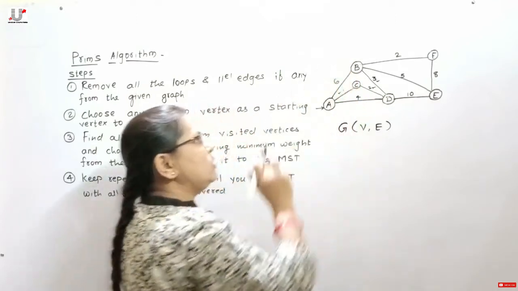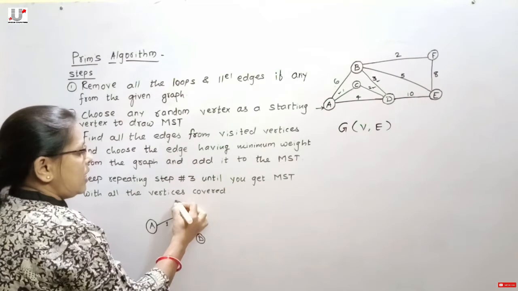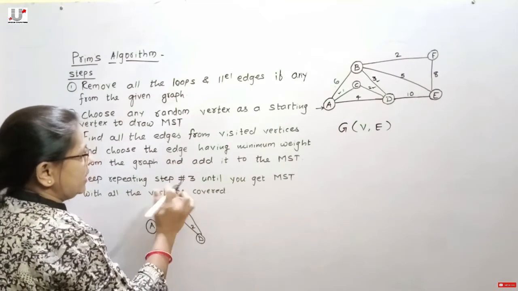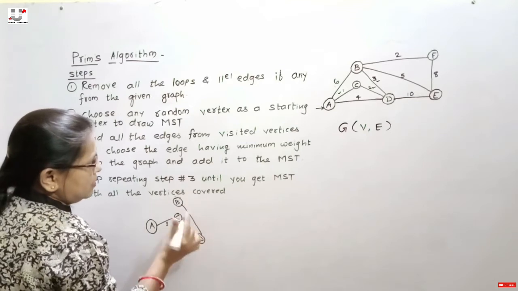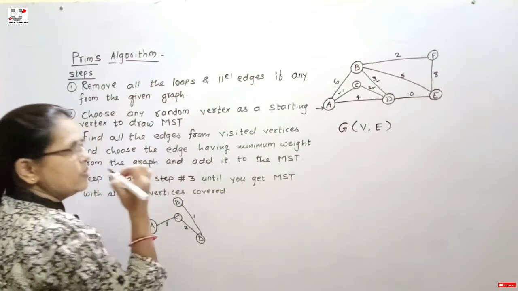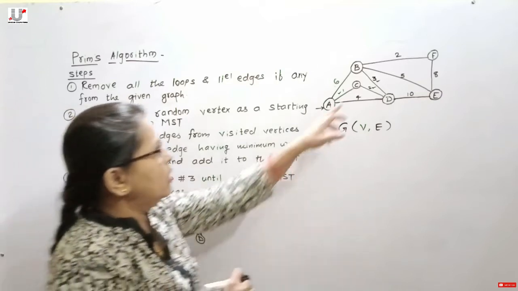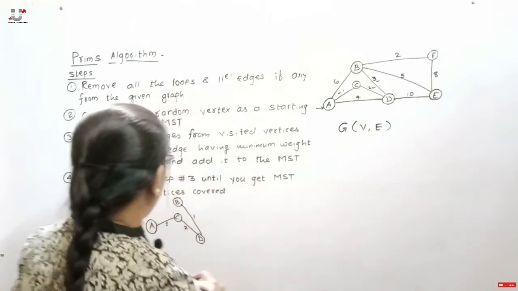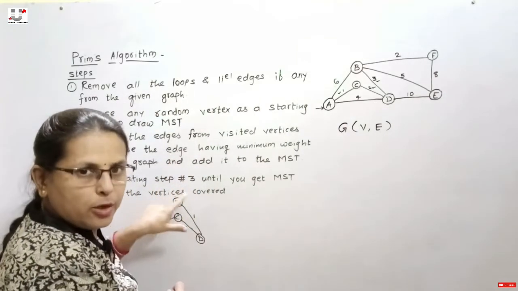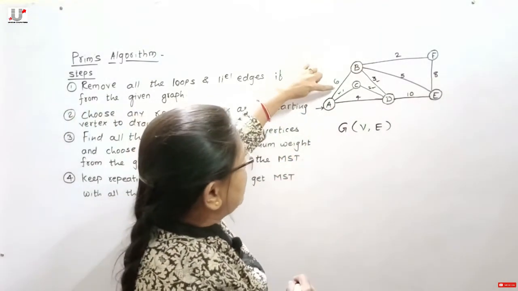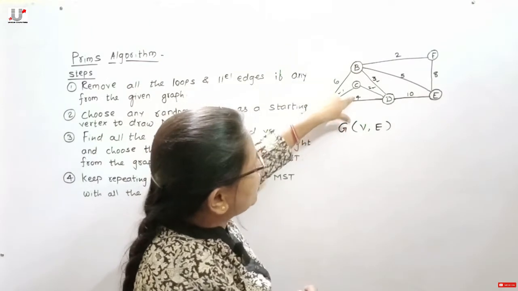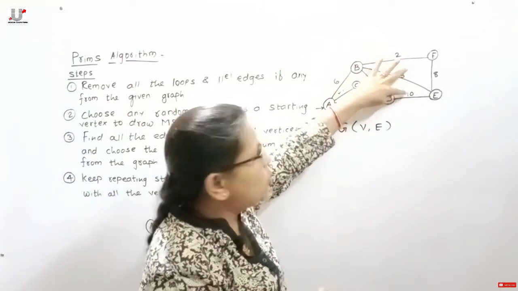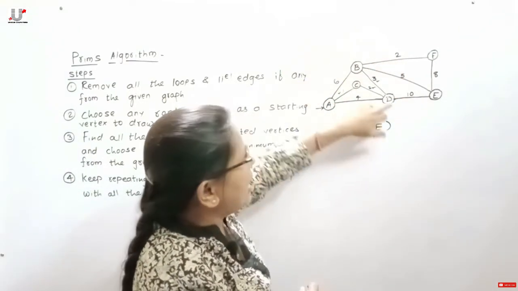So we have to include that B in the MST, D to B with weight 1. Then again we have to check the outgoing edges from A, C, D and B. The edges 6, 4, 2, 5, 10. These are the outgoing edges of A, C, B and D.